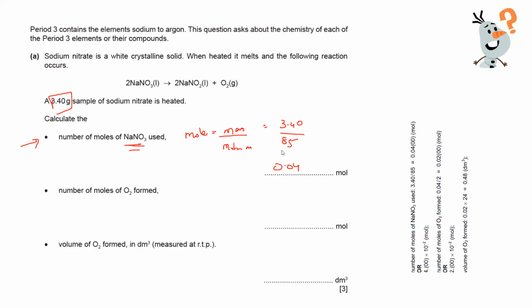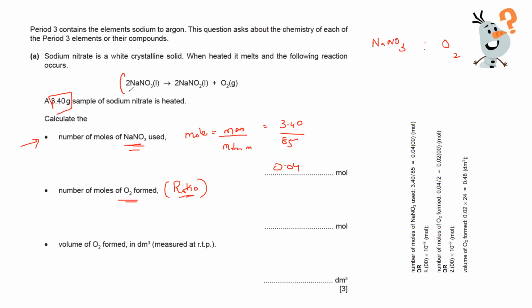Then the second part, we need the number of moles of oxygen. But as you can see, in the whole question nothing is given related to oxygen. So if information is incomplete or nothing is given, then we use a ratio. But between which substances do we take the ratio? Because we already got the moles of sodium nitrate, we'll take a ratio between sodium nitrate and oxygen.